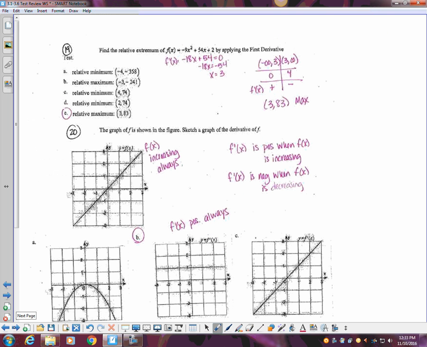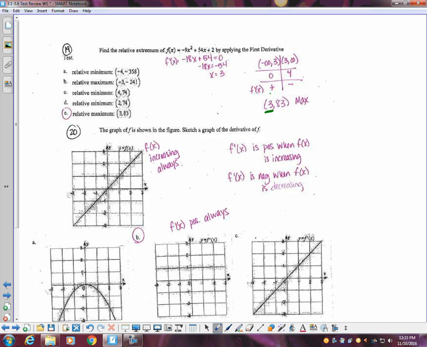Number 19, find the relative extrema for f of x. That's just a very nice opens down parabola by applying the first derivative test. So I find the first derivative, I set it equal to 0, I solve it, I get a 3. It creates my two intervals. I pick numbers in those intervals, throw them into f prime, and find if I'm positive or negative.